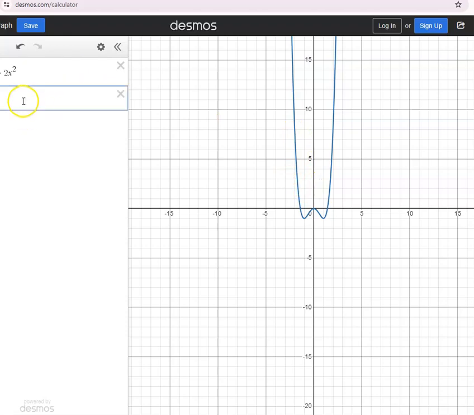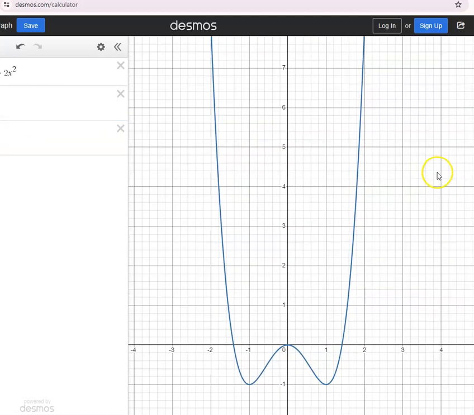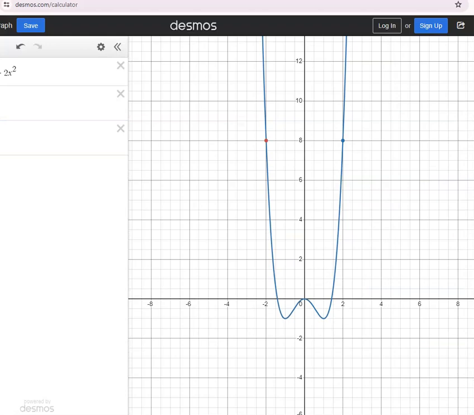Let me label the points. So we have -2, 8. And then the other point was +2, 8. So you can see that the values are exactly the same at those locations. And notice that in between those locations, we have 3 locations where the tangent line or the derivative would be horizontal. So here, here, and here.